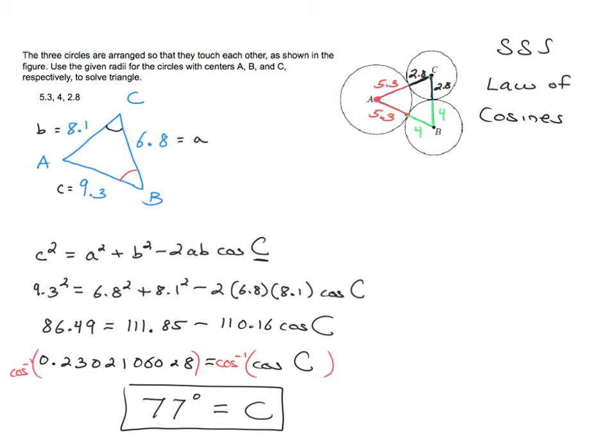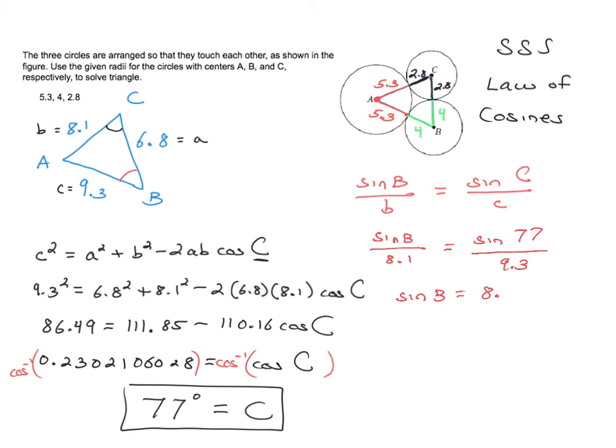The law of sines is, all right, let's see, we'll say sine of B over b is equal to sine of C over c. The only thing that I don't know in this equation is what the value of B is. That is sine of B over 8.1 is equal to sine of 77, that's the thing we just solved for, over c, which is 9.3. I will multiply 8.1 to both sides. And then to get B, I will take sine inverse of both sides of this equation.